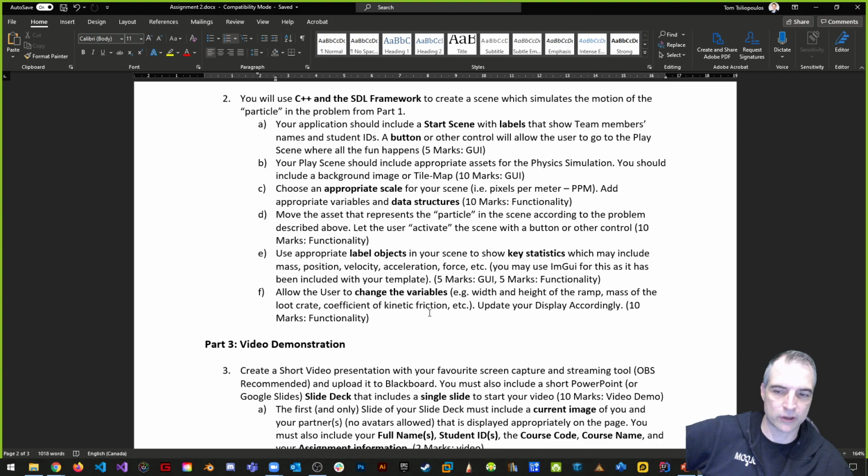Update your display accordingly. So I've seen some user interfaces where people use checkboxes to turn options on and off. That's perfectly fine. Anything like that is good. Again, make it usable, make it good looking, right? The nicer you make this look, the more points you're going to get. Be creative in your design, all right?